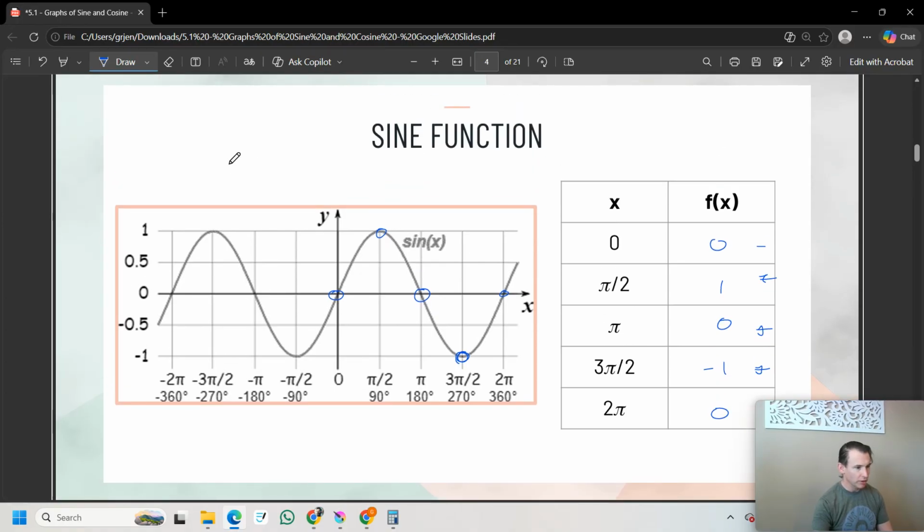And so how do we know the quarter periods? Well, our period is 2 pi for all of these when they don't have a k transformation. And if we take 1/4 of 2 pi, well, that's pi by 2. Okay, so there's our quarter period.